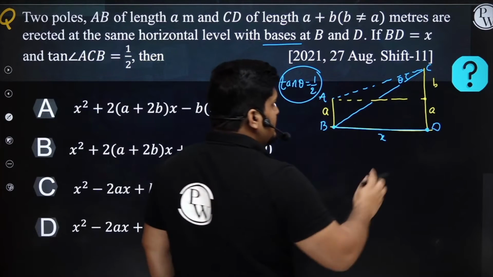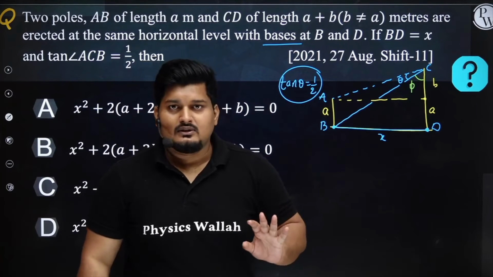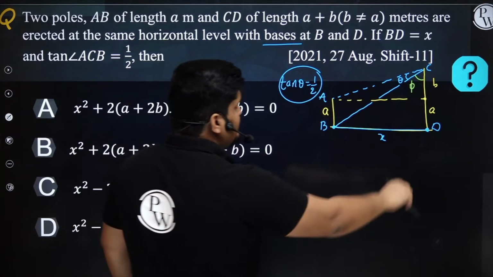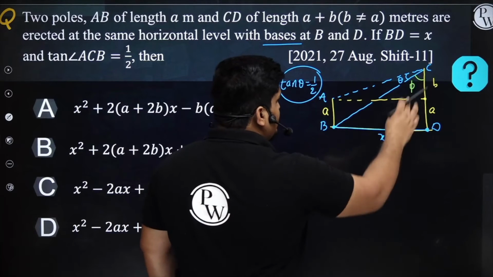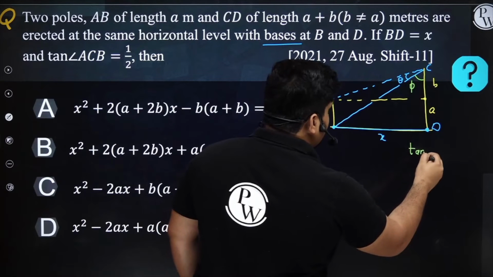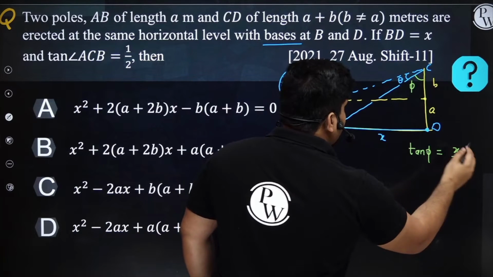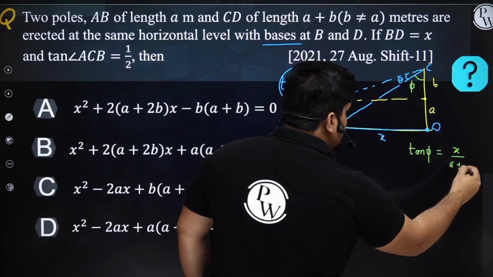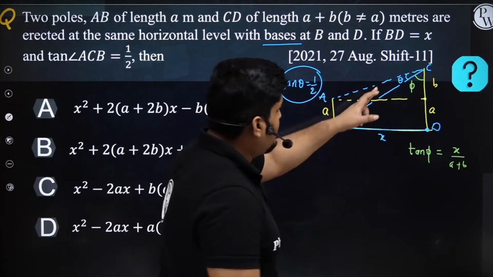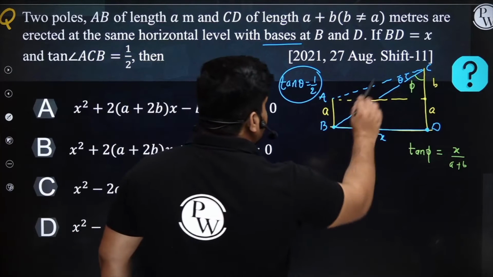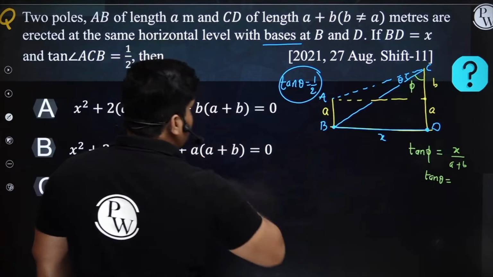So if this is theta, let's say this is angle phi. Okay, this is theta, this is angle phi, right? So what can I say here in this triangle? What will be tan phi? Guys, what will be tan phi? Tan phi here will be equal to perpendicular divided by base a plus b, right? Tan phi will be equal to perpendicular x divided by a plus b. Now this is theta, and tan theta is already known. Guys, what is tan theta? Tan theta is equal to 1 by 2.